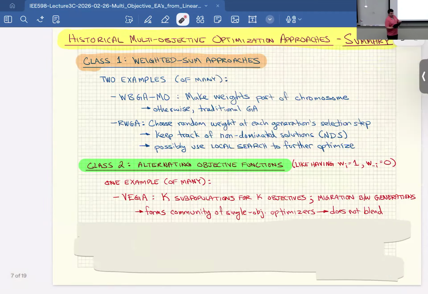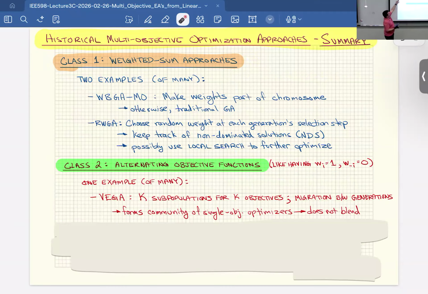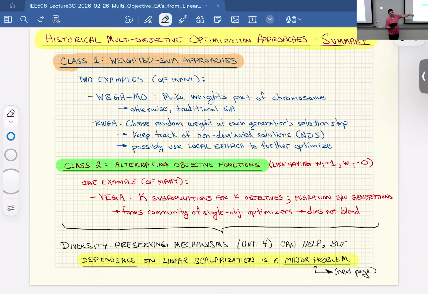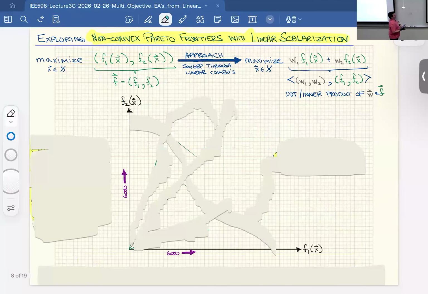Okay, so, like I said, class 1, class 2, weighted sum, alternative objective functions have a lot of similarities. The key problem here is that you can add diversity mechanisms, which will be important, but they still fundamentally aren't great multi-objective solvers. Their dependence on linear scalarization is going to be a major problem with real multi-objective problems where each of your single objectives are complex enough that when you combine them together, you get Pareto frontiers, which are very interesting shapes. So let's look to see what I mean by that.